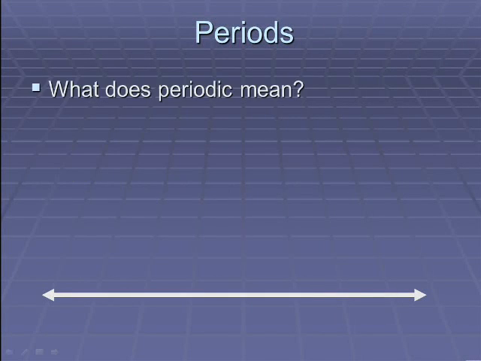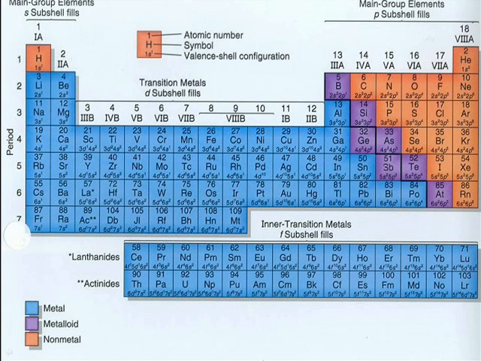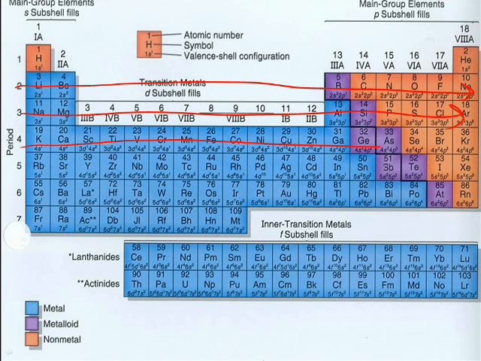So periods, what does periodic mean? Having or being marked by repeated cycles. And that's what you'll see in the periodic table once you look at it. Once you'll see the amazement of it, it's repeated. The same things are repeated over and over, and it's periodic. So we'll see through our study of the periodic table that in the rows, there's periodicity to them. You'll see that they're very, very similar.